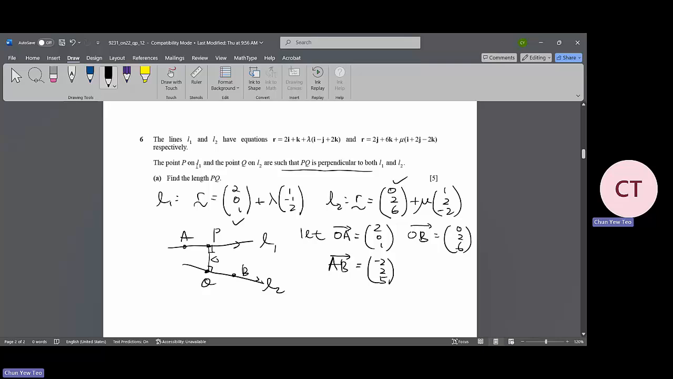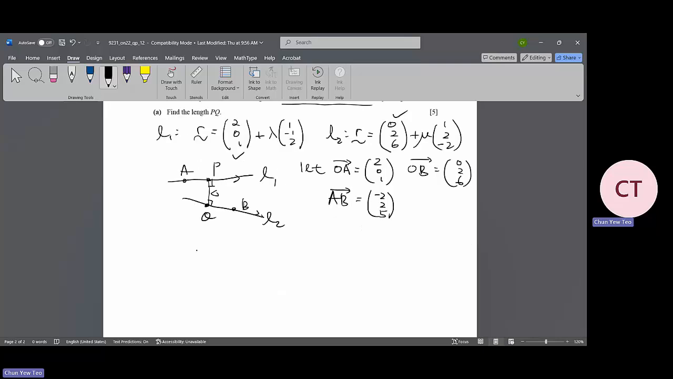So we will just apply the formula, if you still remember the formula. Over here, I just apply the formula directly. We need to find the normal vector first, the normal vector for L1 and L2. So we take the directional vector for L1, which is (1, -1, 2), and the directional vector for the line L2 is (1, 2, -2). We do the cross product.